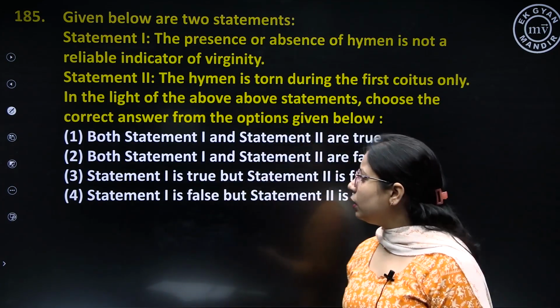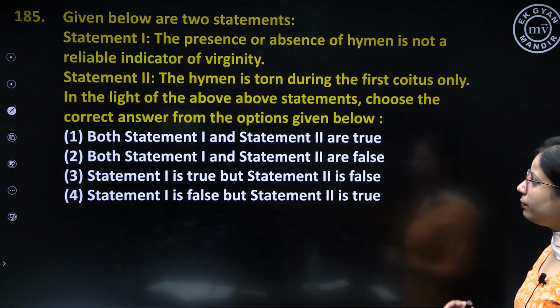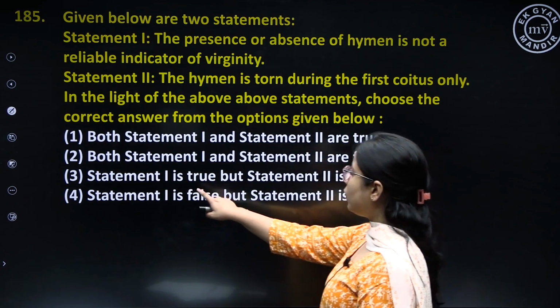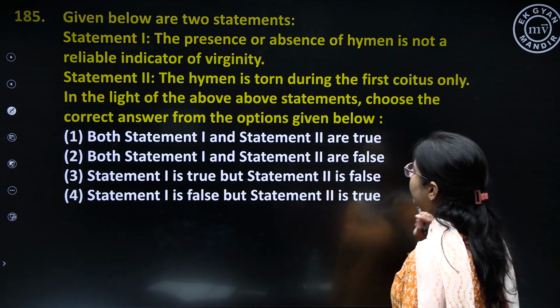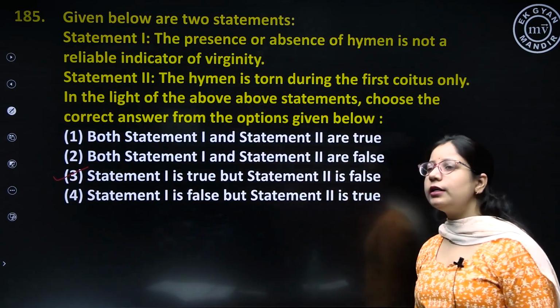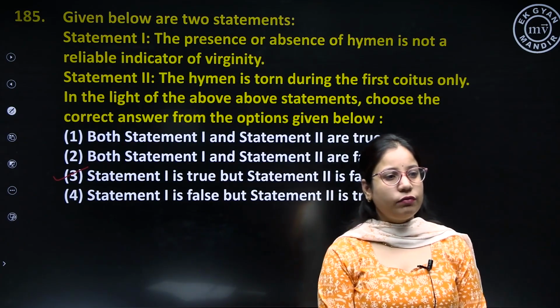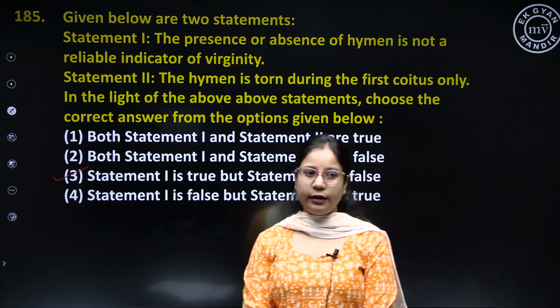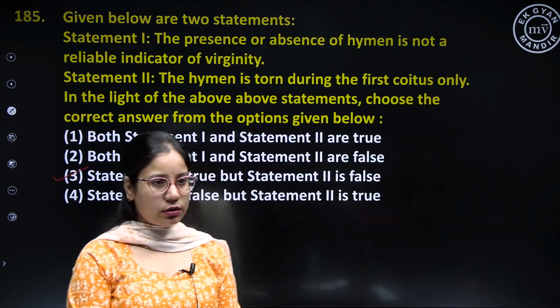So the correct option for this question is statement 1 is true, but statement 2 is false. So option number 3, that is, it is not a reliable indicator of virginity. This statement is correct, and statement 2 is false.